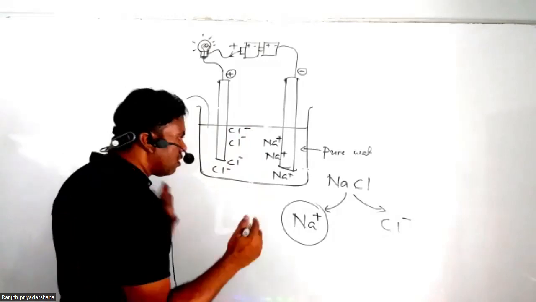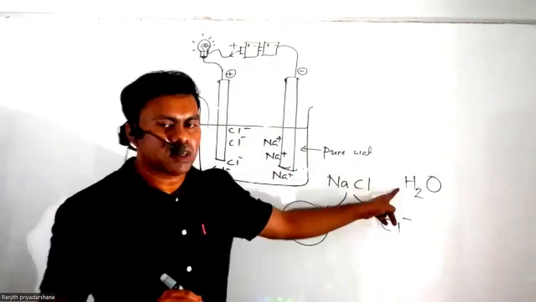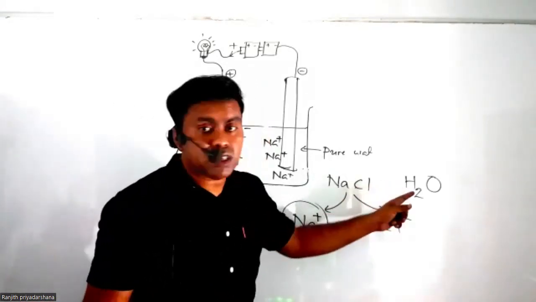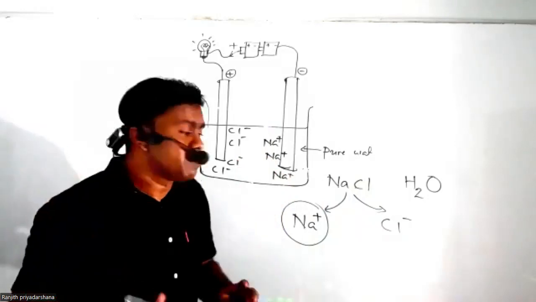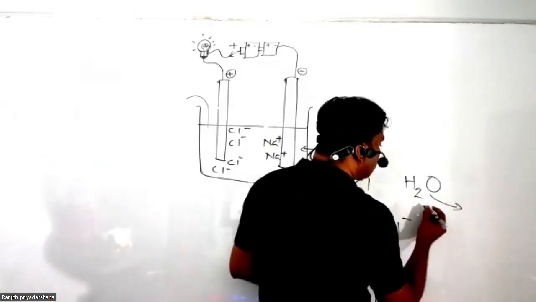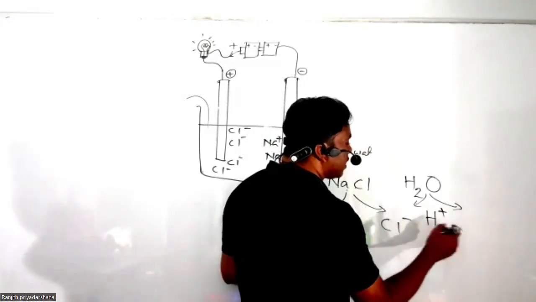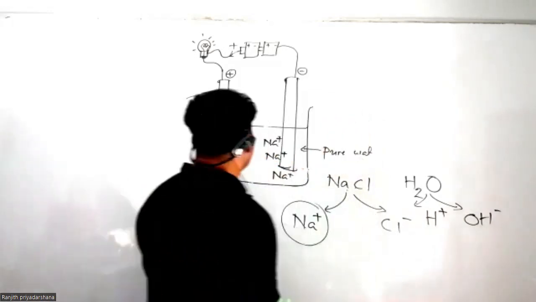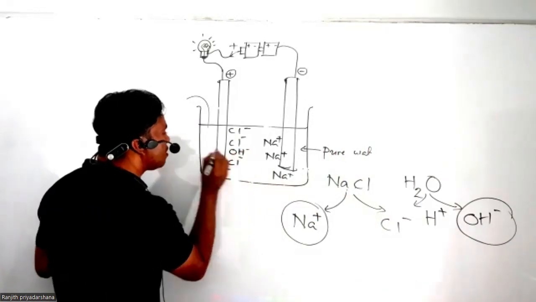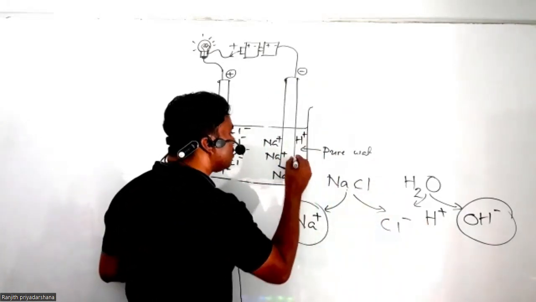So they are attracted. Not only that, water also exists here. Water means H2O. Water exists as water. But when sodium chloride or any acid is put into the solution, this water is also broken down into two types of ions. One is the H plus ion, hydrogen cation, and the other is hydroxyl ions. OH minus and H plus ions are also attracted, right?